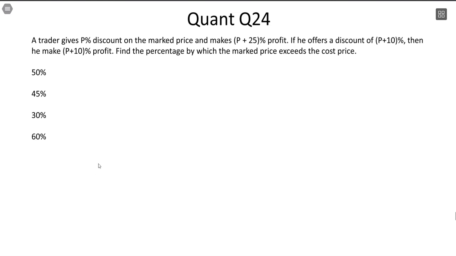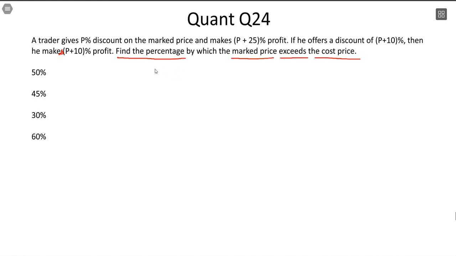Next question. A trader gives P% discount on the market price and makes P plus 25% profit. If he offers a discount of P plus 10%, then he makes P plus 10% profit. Find the percentage by which the market price exceeds the cost price. Okay. Again, a hint here is that they're asking you to find the percentage by which the market price exceeds the cost price. So pay attention, you only have to calculate a percentage. So you are at complete liberty to assume values, not for P, not for the value by which it is exceeding, but you are at complete liberty to assume values.